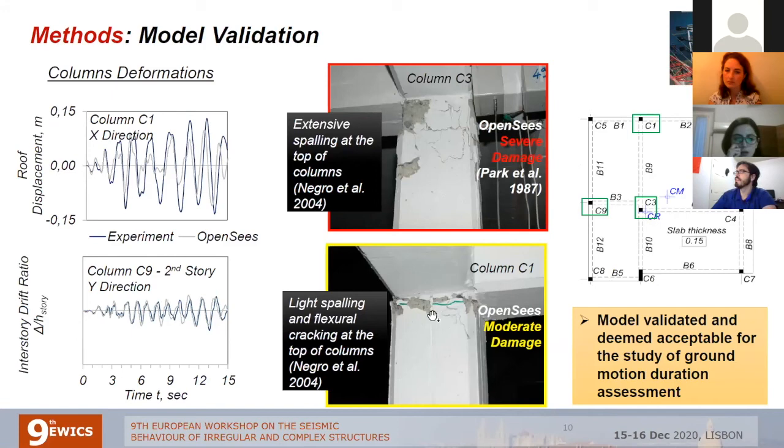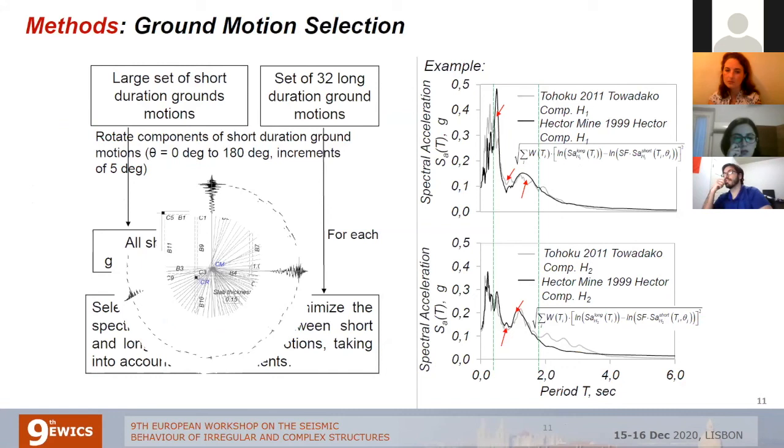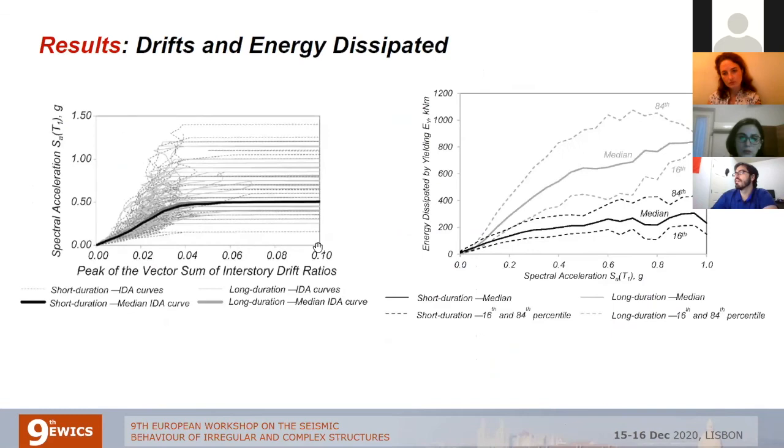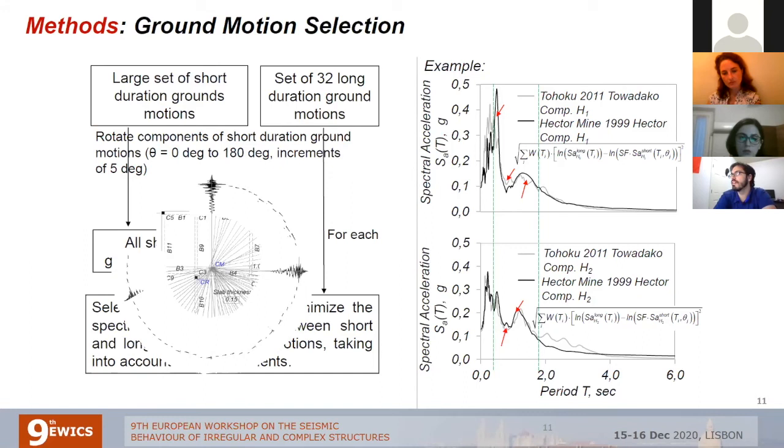But to do this study, a very important piece is the selection of the ground motions, because we need to have similar short and long ground motions to make sure our results make sense. To do this, we first selected 32 long duration ground motions, based on the response spectrum for the building. Then for each long duration ground motion, we select only one short duration ground motion, from a large set of short duration ground motions.